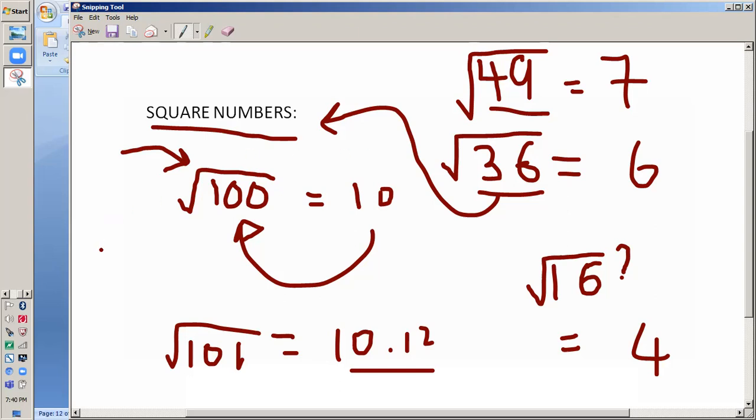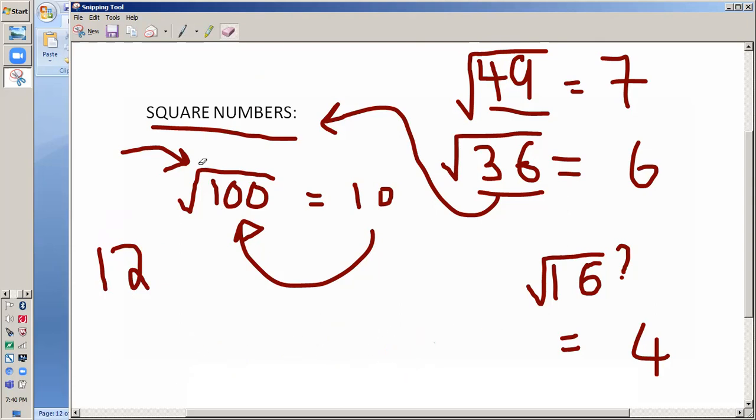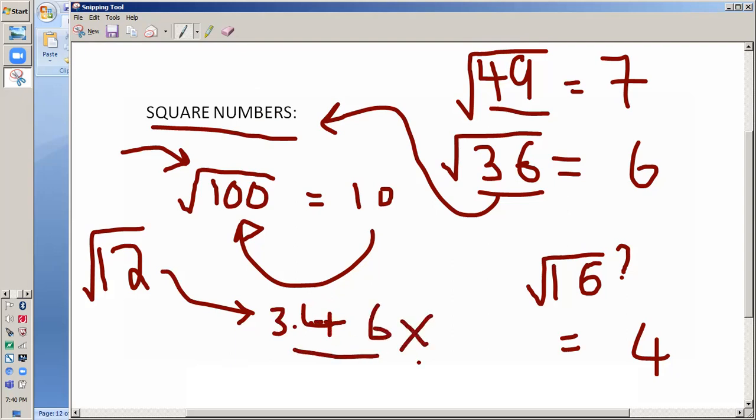So, look at this. 12. Is 12 a square number? No, it's not. If you find the square root of 12, you get 3 point something. 3.46. So once you get a decimal, it is not a square number. All right. Am I clear? Any questions?